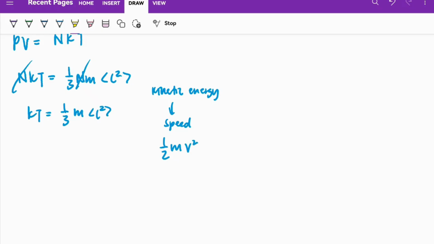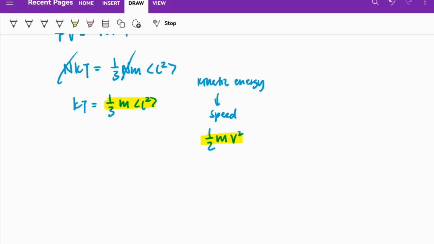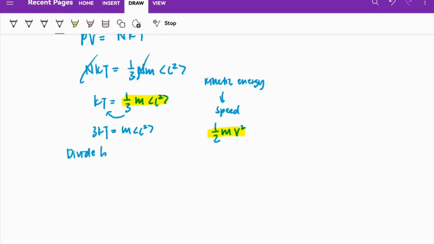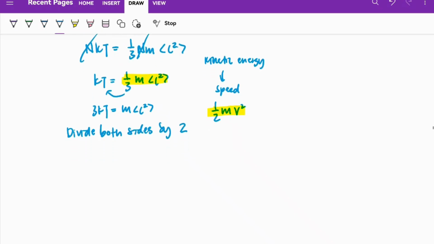So realize this one and this one, they almost have the same form. So what can we do to make it the same form? Okay, we bring the 3 to the other side. 3kT equals mc². Now what we do, we divide both sides by 2. So you'll get 3/2 kT equals 1/2 mc². Is it the same form now? Yep, it is the same.